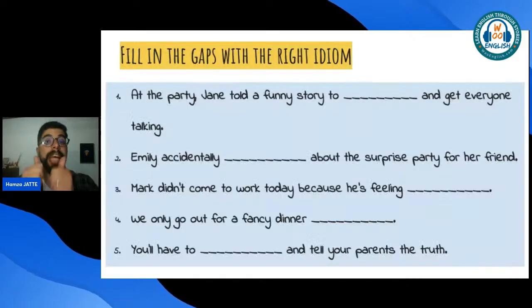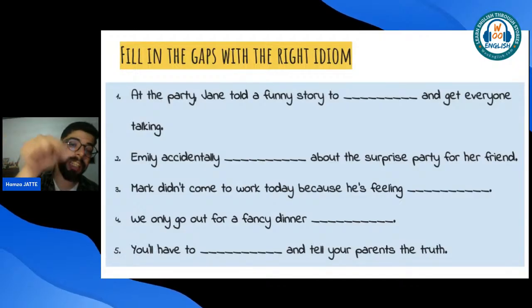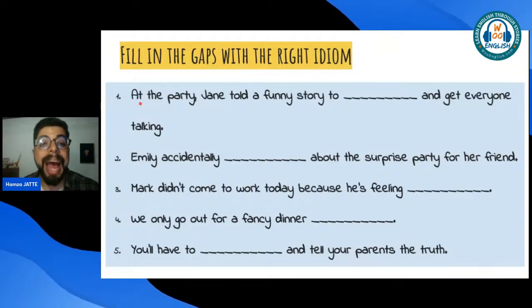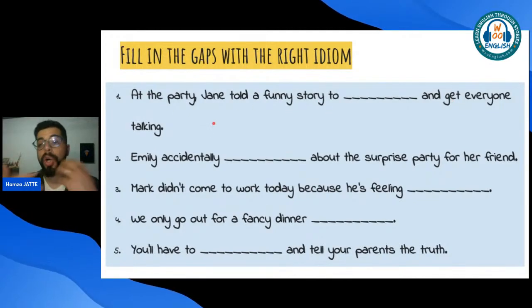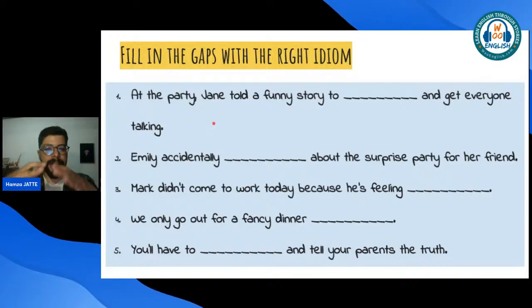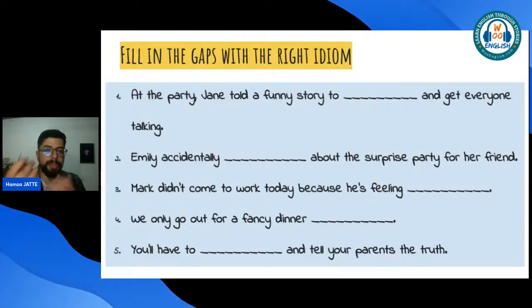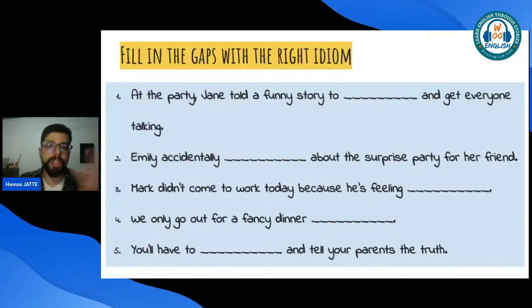Great. So I hope you have learned them. Fill the gaps with the right idiomatic expressions. Let's see if you have learned them well. At the party, Jane told a funny story to get everyone talking. So imagine there is a party and everyone is not talking to each other. Each person is standing alone. So someone tries to make everyone talk to each other.